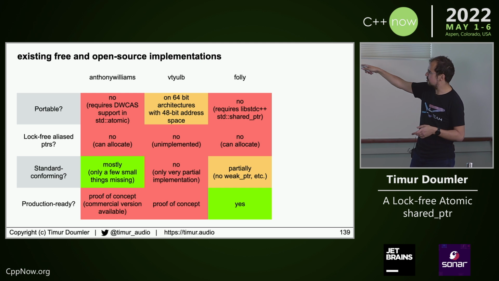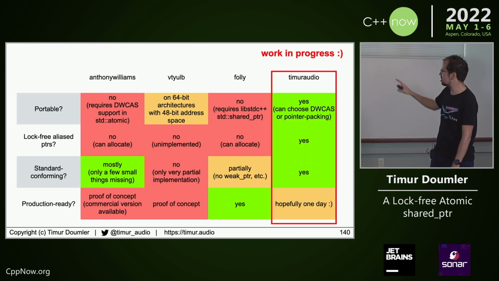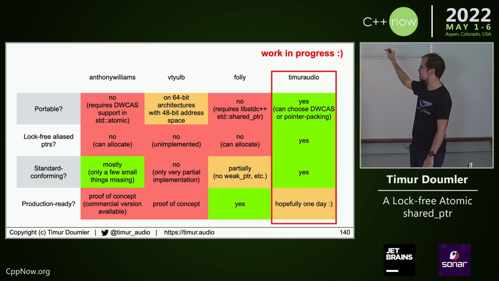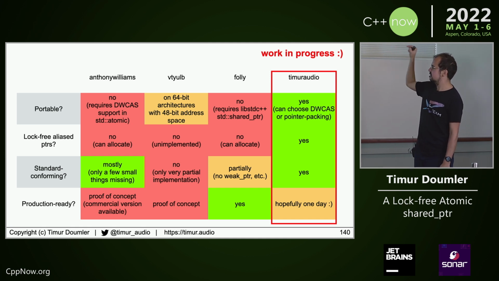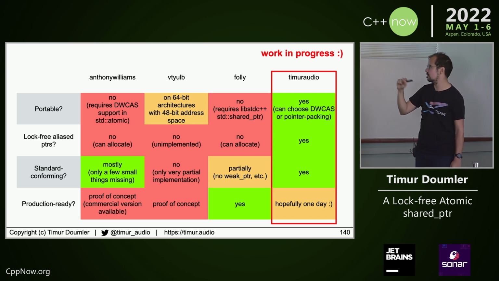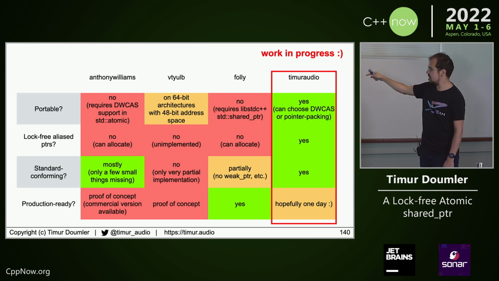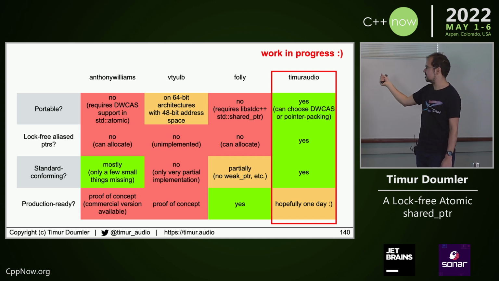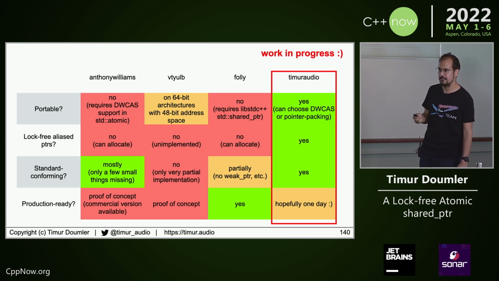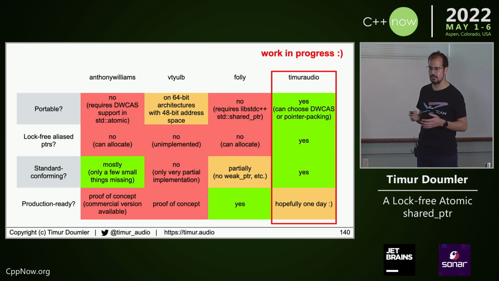So this is again the table for the three existing open source implementations, and I want to be here, right? I want to make it more portable. I want to make it actually lock-free even for the alias pointer case, and I talked about how I'm going to do this. I want to implement the complete API, and hopefully one day somebody will actually use this for something. So this is still work in progress, but hopefully at some point in the not too distant future, I can put this on GitHub, and it's going to be complete, and I can share it with you all.